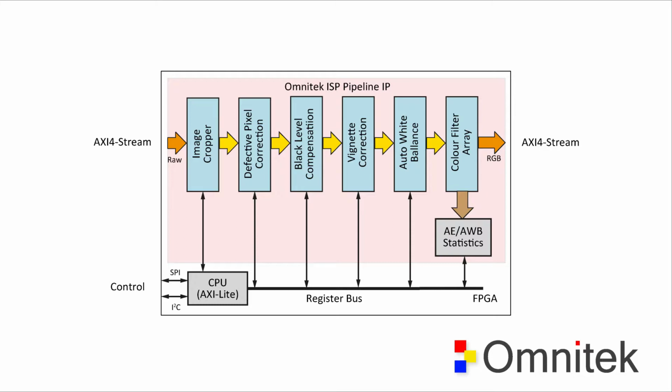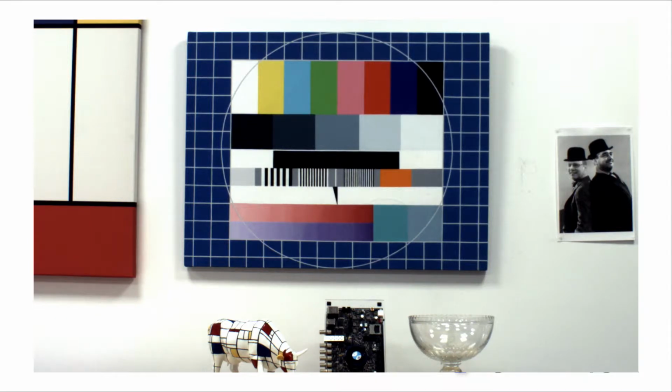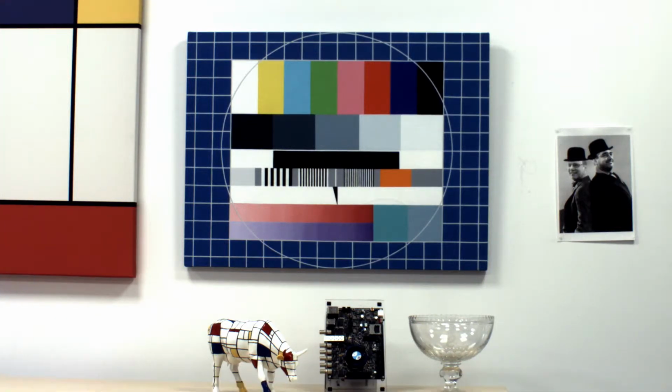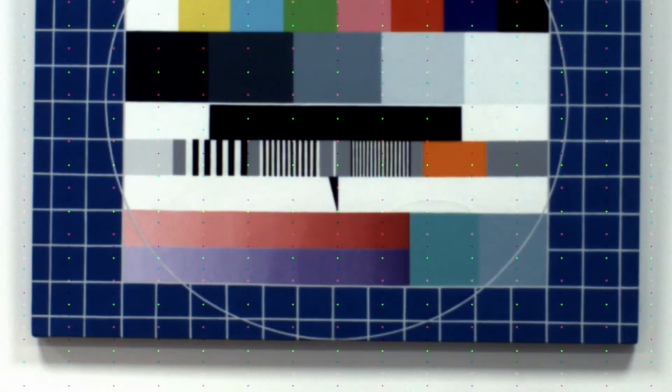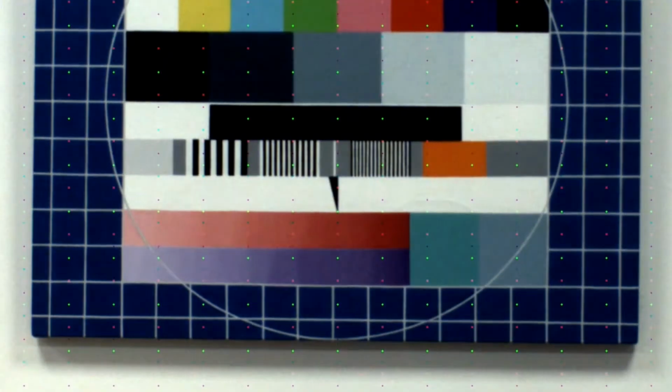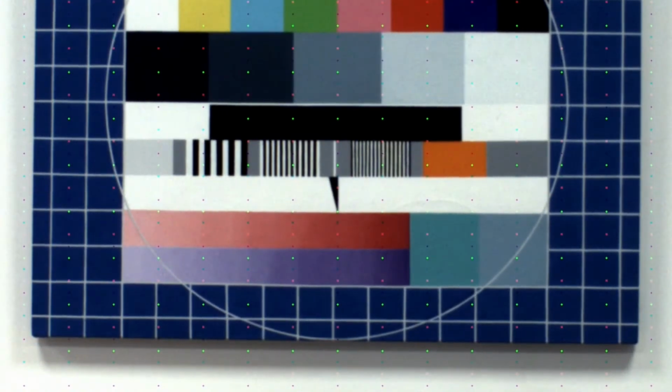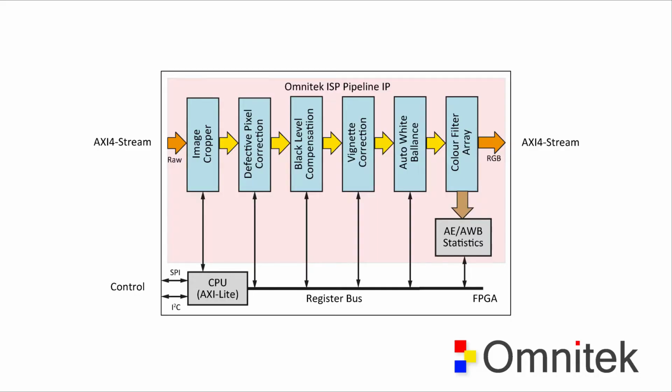First of all, on the left in the block diagram, you can see the image cropper IP. Here we can see the effect of that, applying the image crop to select a region of the image appropriate to the output. We then have a defective pixel correction block. We're demonstrating that here by inserting some defective pixels onto the stream to illustrate the effect. And then if I apply the defective pixel correction, you can see this detects where these pixels are and automatically removes them.